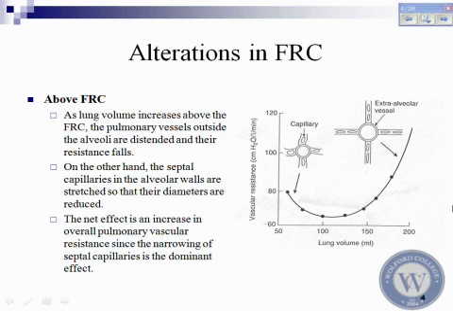Okay? And you see this in people that have bad COPD. Okay? Bad COPDers are much more likely to have this problem. So as the lung increases above FRC, the pulmonary vessels outside the alveoli are distended and their resistance falls. On the other hand, the septal capillaries in the alveolar walls are stretched so their diameters are reduced. So this basically causes the shunting to take place at a higher rate. The net effect is an overall increase in pulmonary vascular resistance, since the narrowing of the septal capillaries is a dominant effect of what controls your vascular resistance. So over-distending the lung is not such a good idea in the sense of workload to the right ventricle.